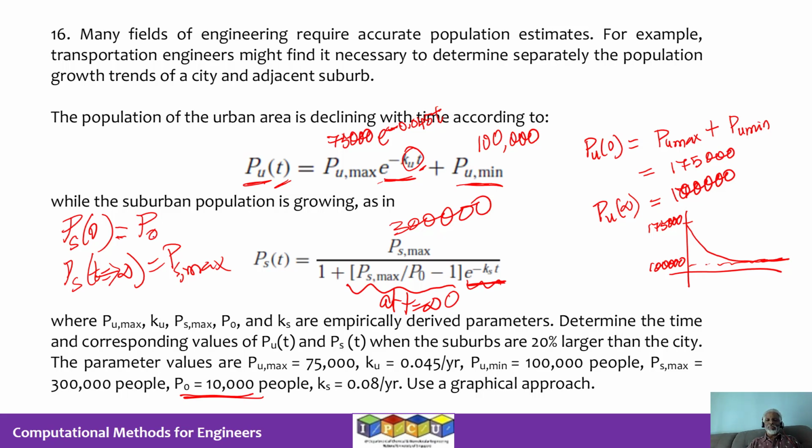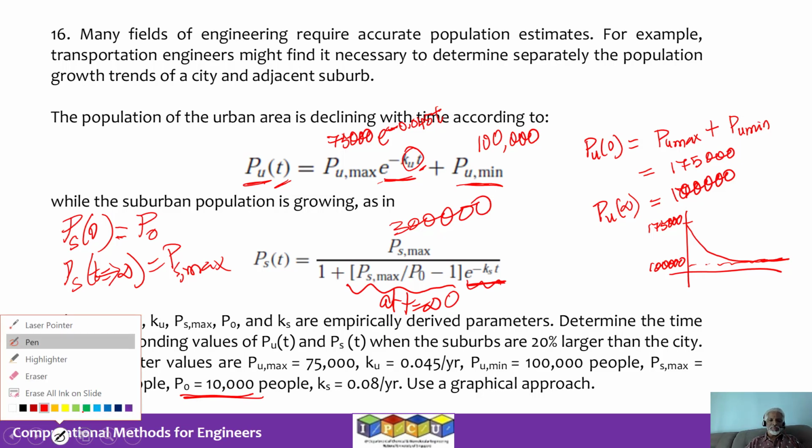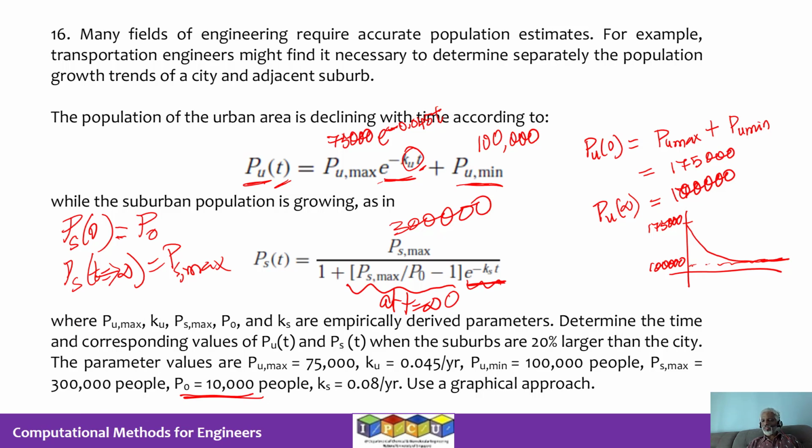So if you start with P0, which is 10,000 people, you are starting somewhere down here. Let me use a different ink. If you start somewhere here at 10,000, you will see slowly this will pick up and it will reach 300,000 ultimately. These graphs are not drawn to scale, just cartoon illustrations. So there will be a point at which the two populations will be the same.